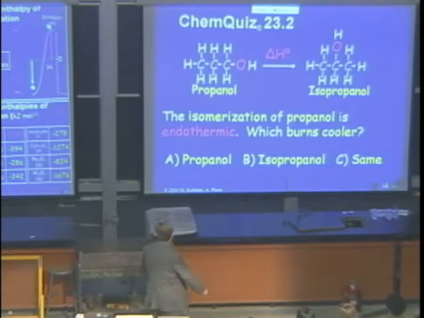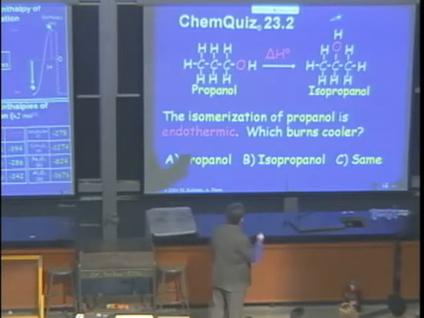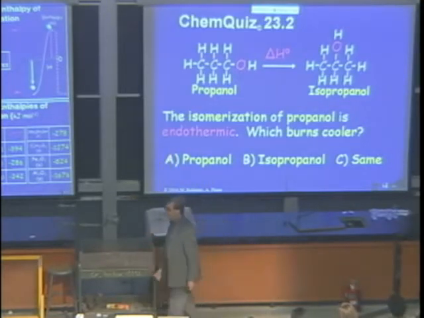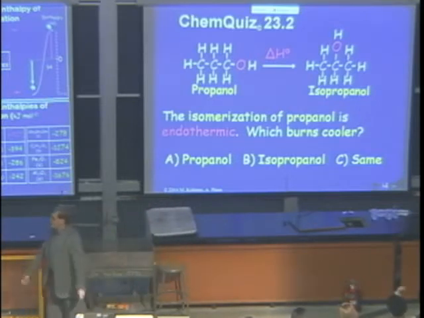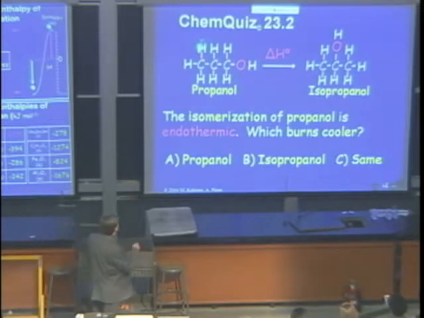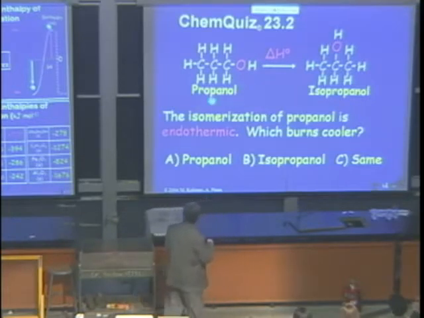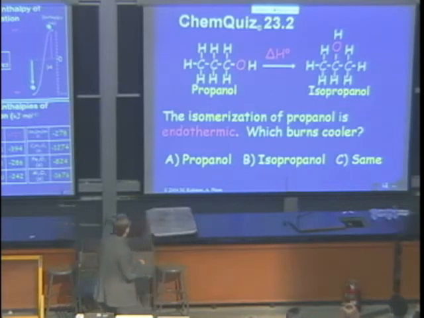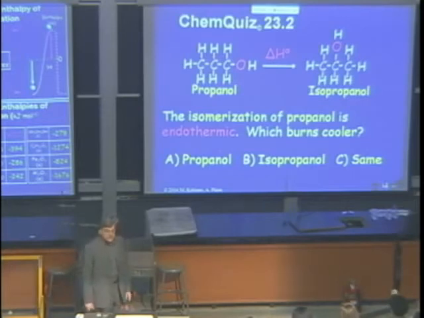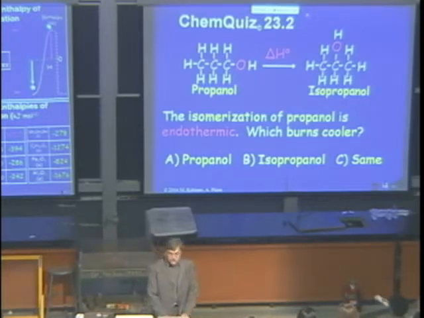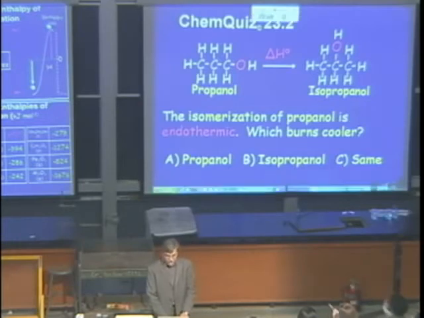Now let's do another one. You have propanol and isopropanol, and you know by now what isomers are. They have the same molecular mass, the same number of atoms, same kind of atoms, and you have here 3 C's, here 3 C's, 8 H's, and 1 oxygen. Okay, same. But the isomerization to go from propanol to isopropanol is endothermic. Which burns cooler? The propanol, the isopropanol, or are they just burning the same? Why don't you think about it?